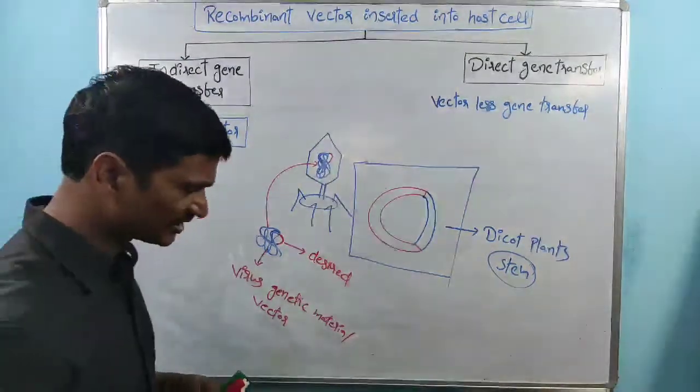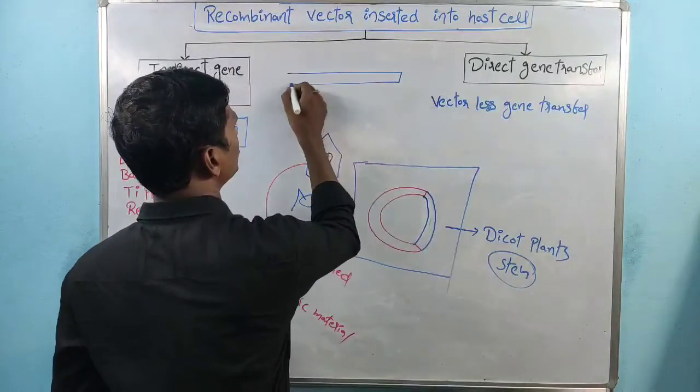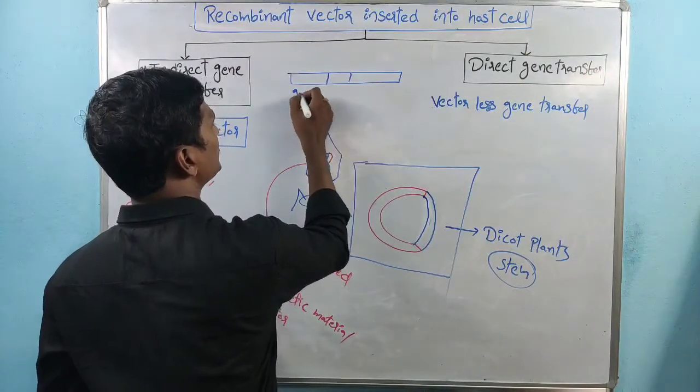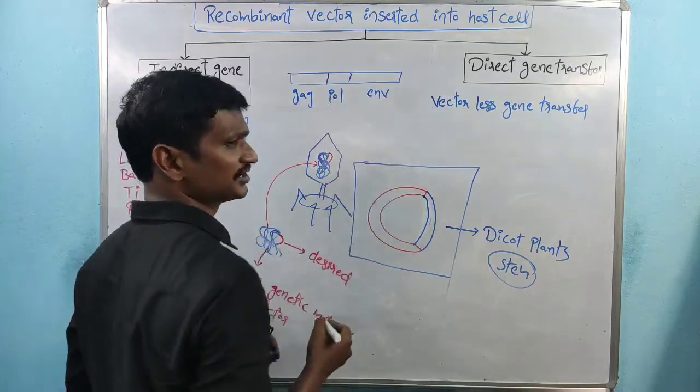In the last class we discussed the retroviruses. This is one of the retrovirus genomes, right? See, there is a GAG gene, there is a POL gene, there is an ENV gene.